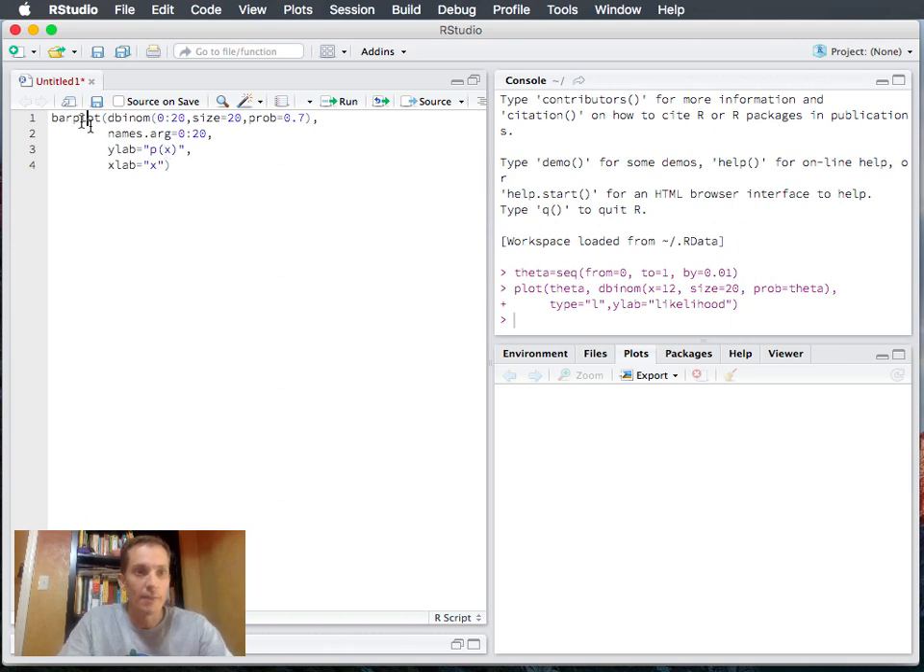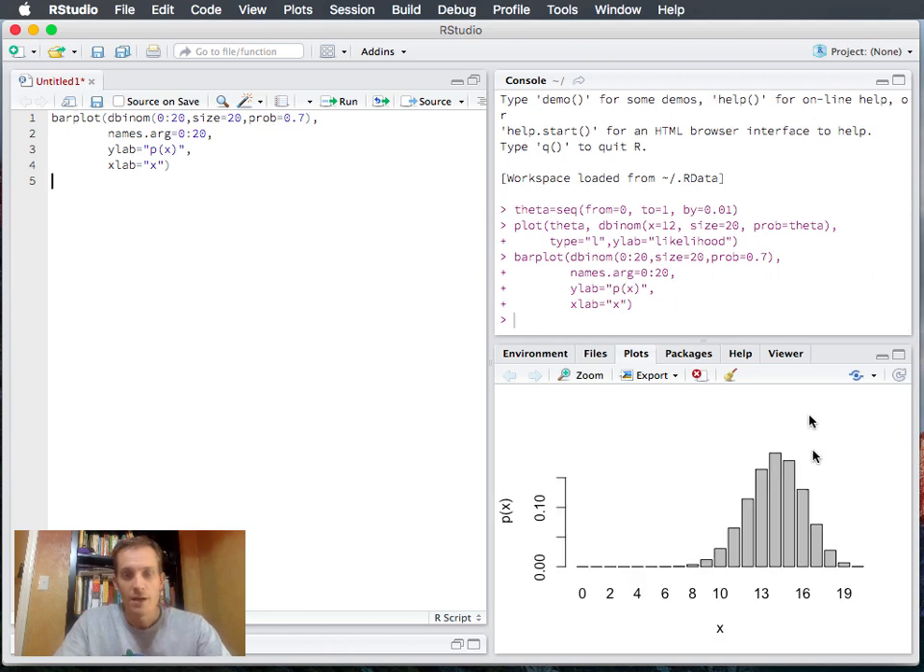Remember, to execute a command from RStudio, you write something in the script editor, and then when you hit Control-Enter or Command-Enter, depending on whether you're using a PC or a Mac, you will see the output over here in the console. So we'll do a little Command-Enter here. And right down here at the bottom, we get a graph of the probability distribution.